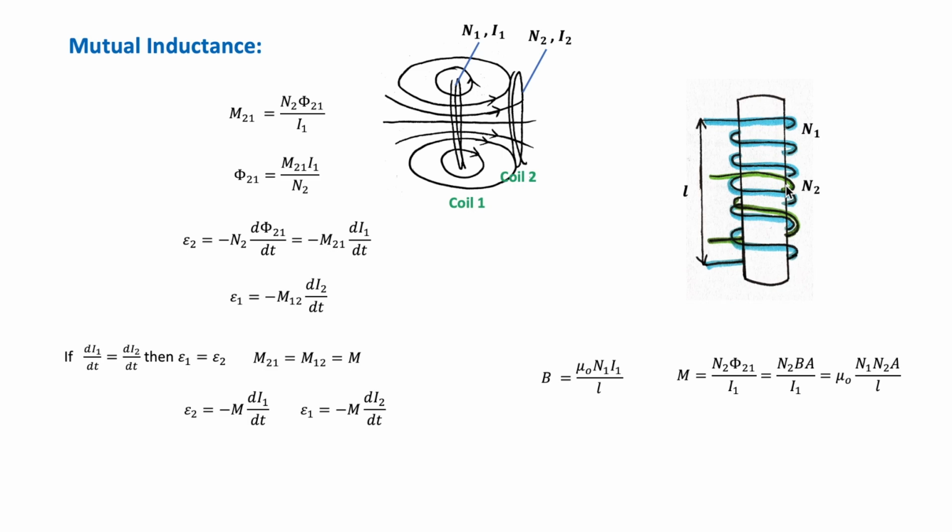So the magnetic field due to the first solenoid of N1 turns and current I1 is equal to mu naught N1 I1 over L, okay? And since the flux through coil 2 due to coil 1 is phi 21 and is equal to BA, we may write the mutual inductance as N2 phi 21 over I1, which is equal to N2 BA over I1, and this is equal to mu naught N1 N2 A over L.